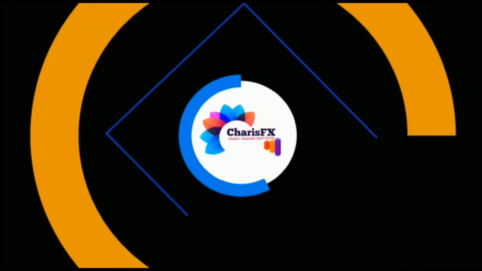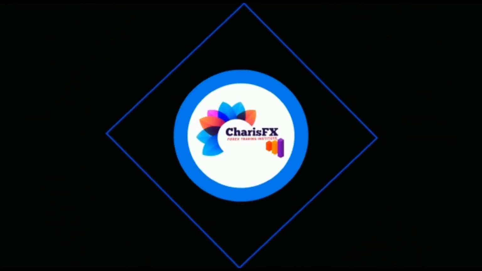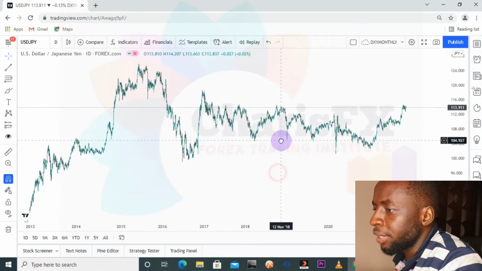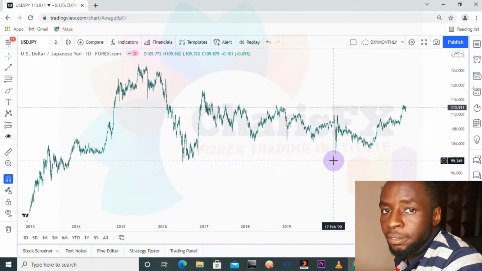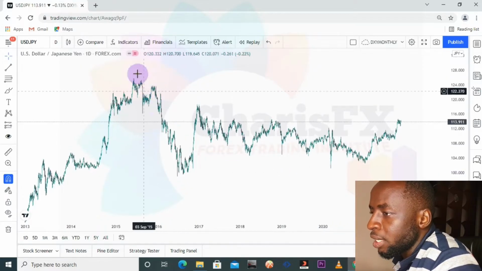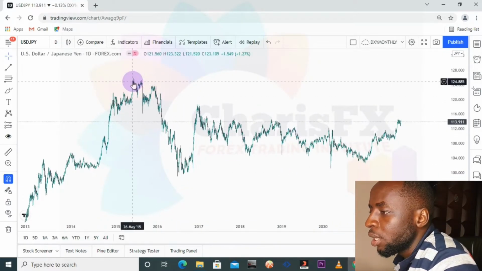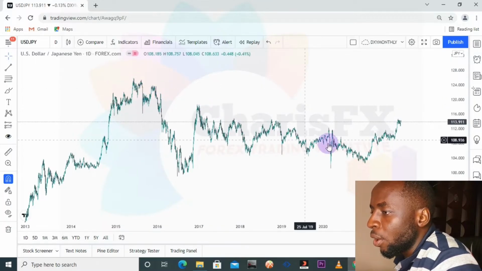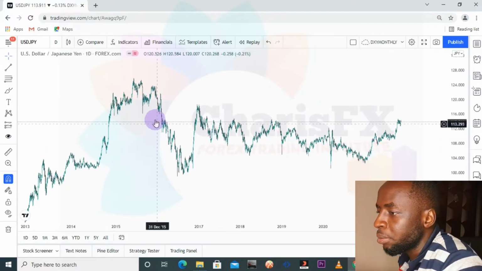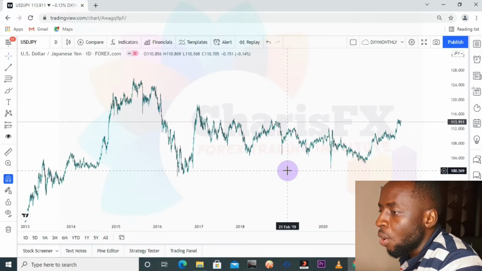So guys, without wasting much time, I'd like us to go to the chart as I show you how to draw these trend lines. So guys, this is my USD/JPY chart and I'm on the daily time frame. So we are going to quickly see how we can identify key highs and key lows that connect to each other on a trend line, either on a downtrend or uptrend. Basically, there are two types of trend. You are either on a downtrend or an uptrend.